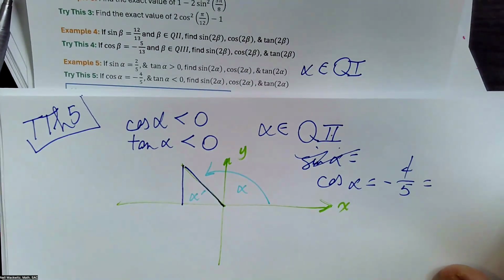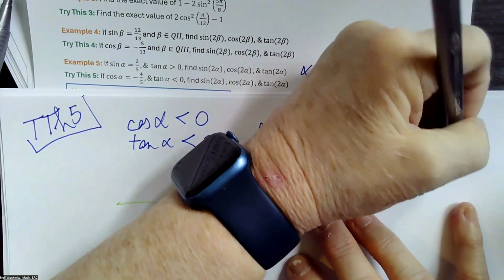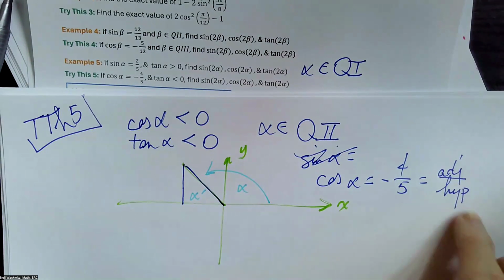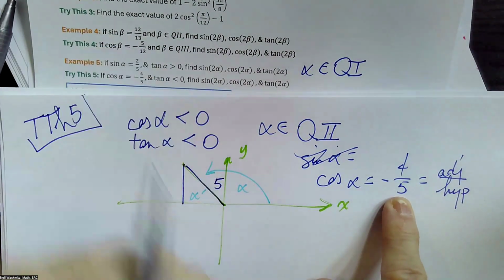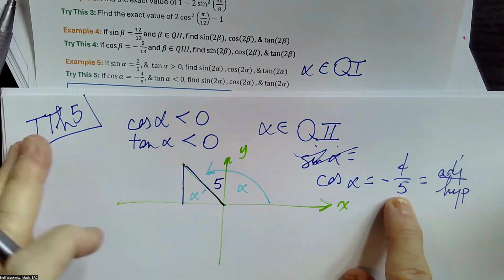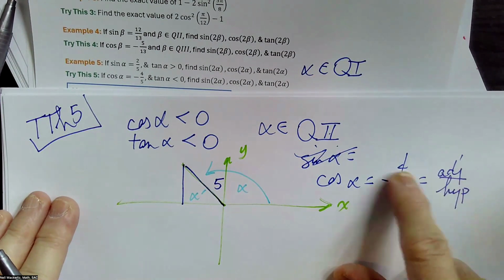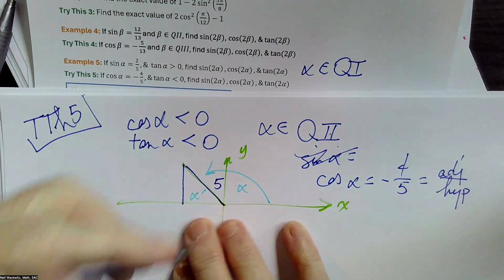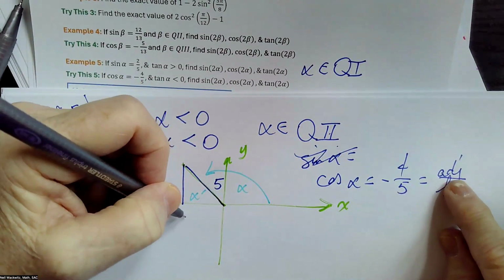In terms of the sides of a triangle, cosine is adjacent over hypotenuse. So let's see, the hypotenuse is going to be 5. It's always positive. Hypotenuse is always positive. So the adjacent must be the negative part. And that makes sense because in quadrant 2, the adjacent or the A side is negative.